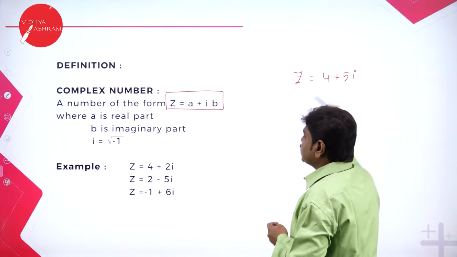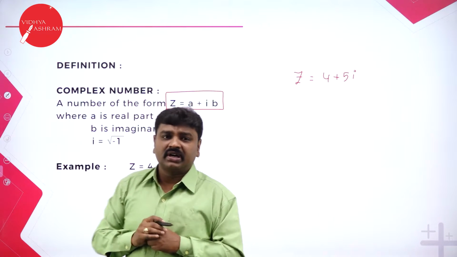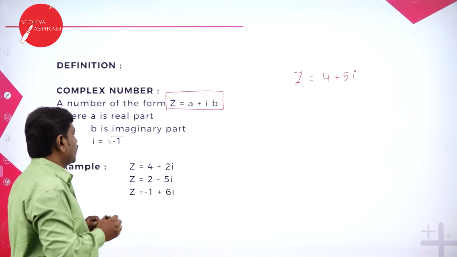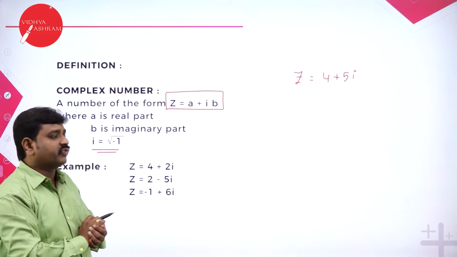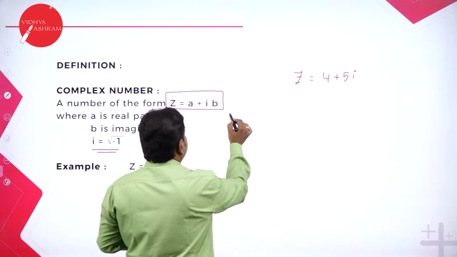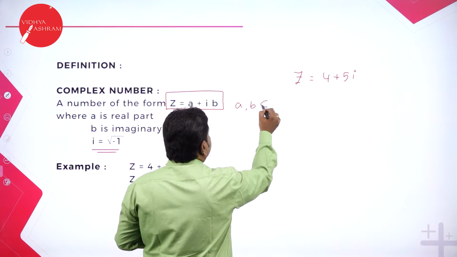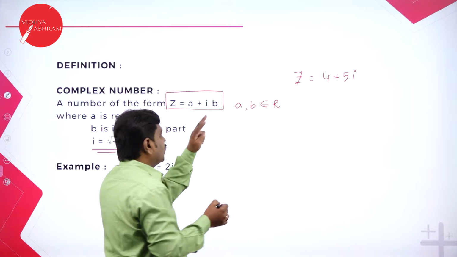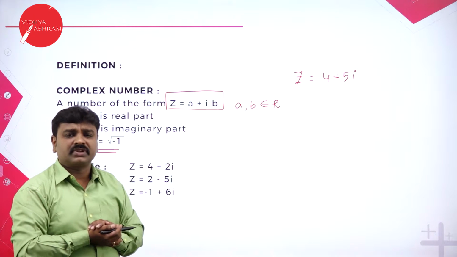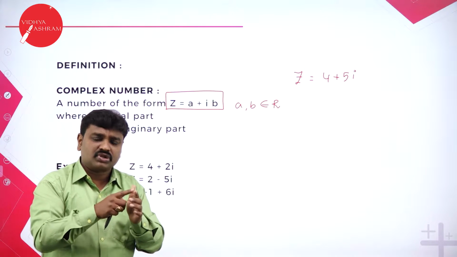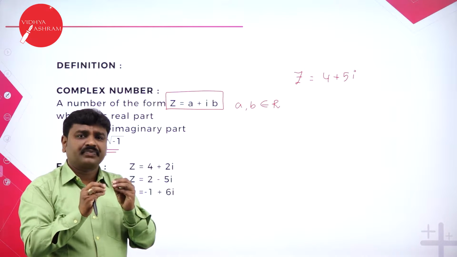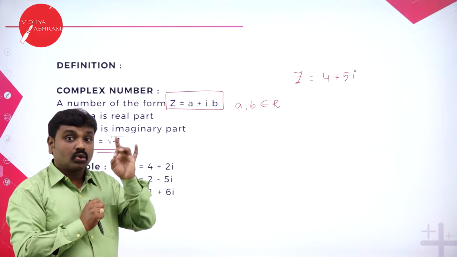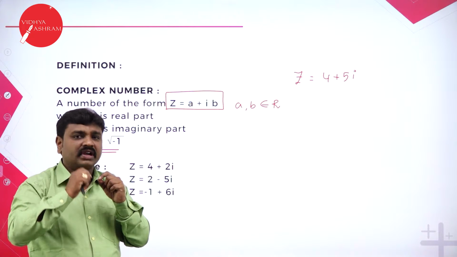Now it is in the form a plus ib, where a is the real part and b is the imaginary part, and i is root of minus 1. What is i? Root of minus 1. In this a plus ib, a, b belong to real numbers. What are real numbers? All numbers: natural numbers, whole numbers, integers, fractions, irrational numbers, all are real numbers except root under negative. Inside root, if you have negative, it is not real.